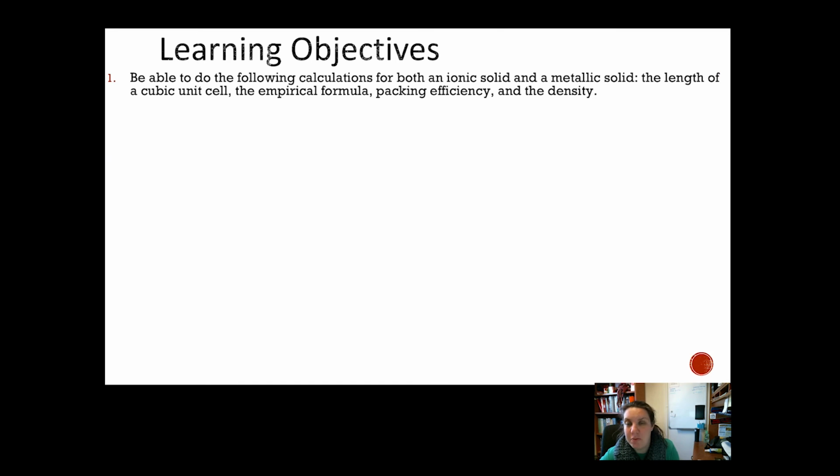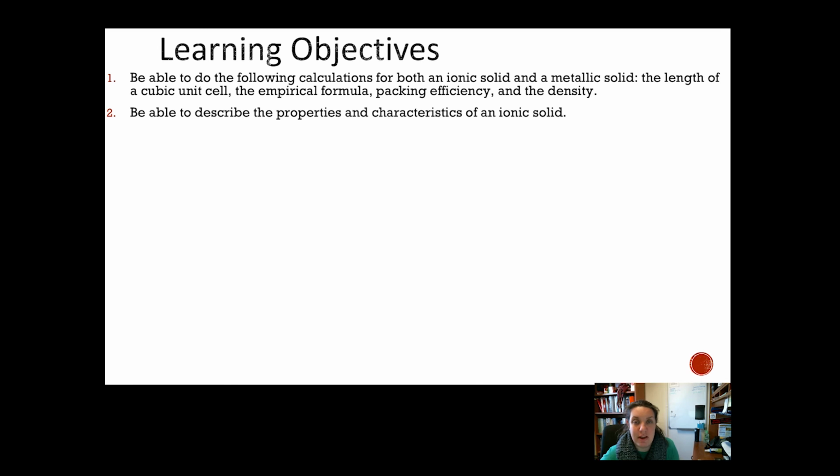We'll look at mostly doing these with metallic cells, but we should be able to do this with any type of unit cell as well. Next thing we want to do is be able to describe the properties and characteristics of an ionic unit cell. So we're going to look more at ionic unit cells themselves. We'll also be looking at covalent network cells or solids. So you should also be able to describe their properties.